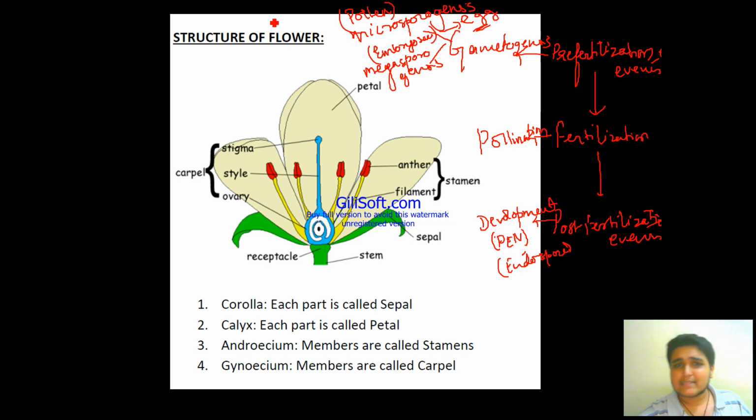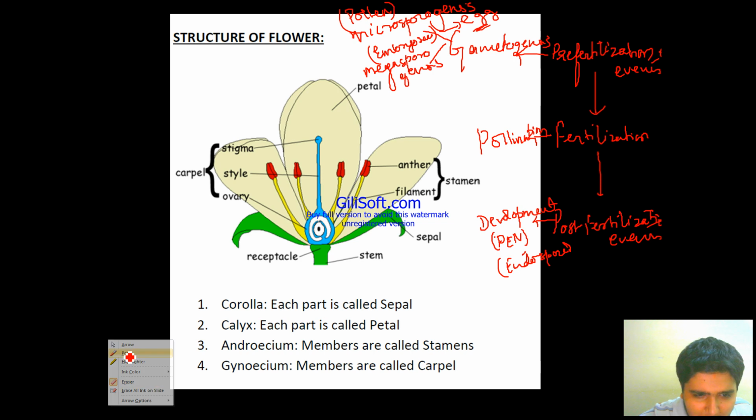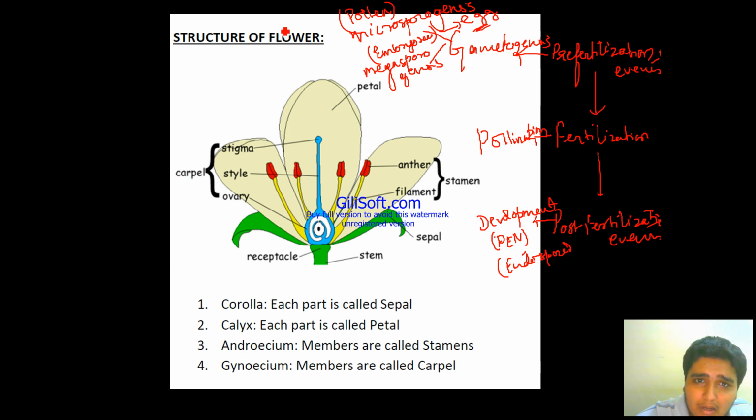Okay, so let us get started, right? Some very basic concepts on the structure of flower. Now when I say flower, the first thing that should come to your mind, rather, it is flower. Yeah, that word strikes a note. We're talking about one of the most advanced reproductive structures. So a little note on evolutionary concept, right?